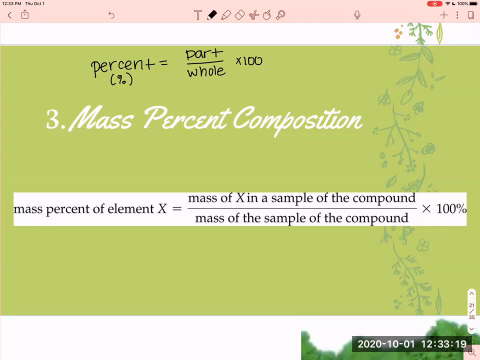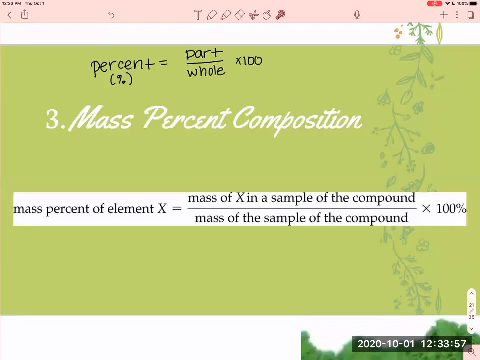So take that level of prior knowledge, understanding about what a percent is, and we're just going to apply it now to compounds and elements inside of that compound. So mass percent composition is going to be, if you're looking for a mass percent of a certain element, let's just call it X, that's inside of a compound, the mass of the part, the element you're looking for, over the whole or total mass of the sample times 100. So very simply, not doing too much beyond part over whole. It's just identifying what is my part here.